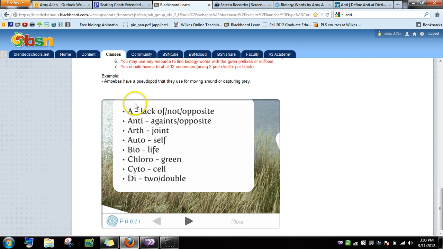Let's go back to that example sentence. Pseudo was one of our prefixes. Pod actually was one of our suffixes, so this word uses a prefix and a suffix. The example says amoebas have a pseudopod that they use for moving around or capturing prey. Pseudo we know means fake, pod means foot, so this literally means a fake foot.